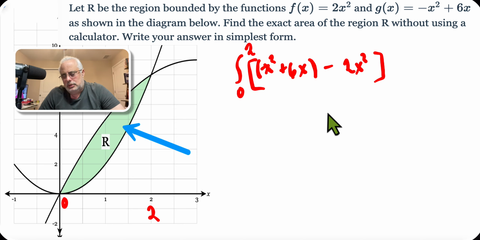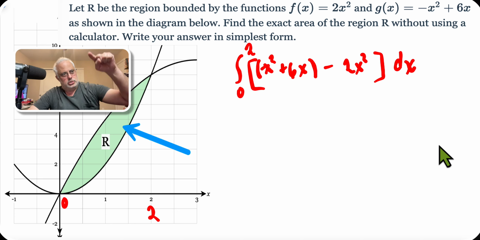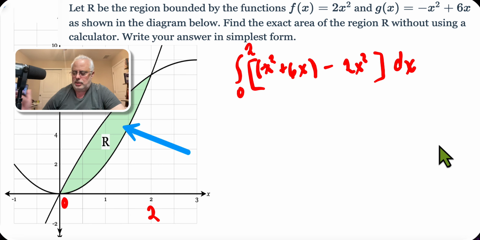And remember, integration is the area of the rectangle, so we have to multiply by dx. This is a super important idea. Remember the rectangles under the curve: f of x is one of the dimensions and dx is the second dimension of the rectangle. That's the reason that we have the dx there. So we have minus x squared plus 6x minus 2x squared.